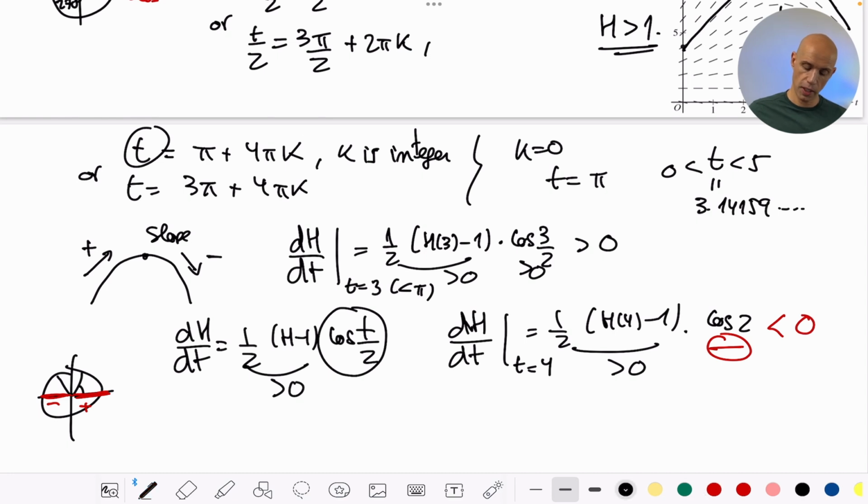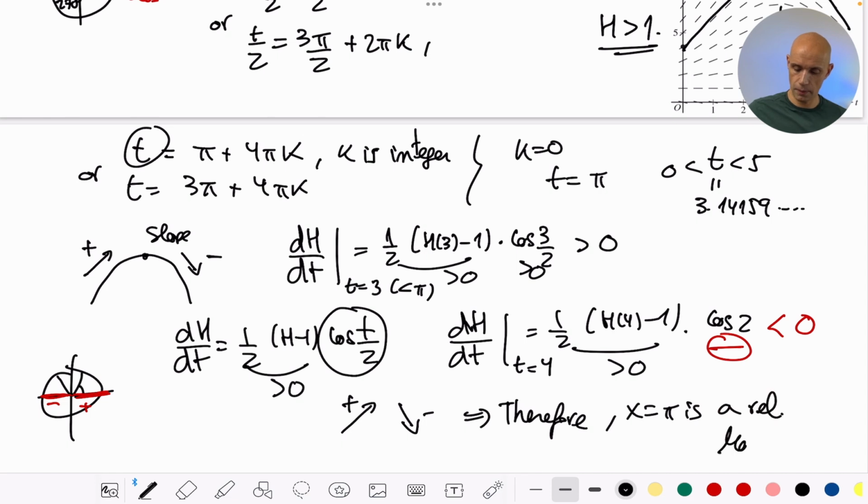So in other words, you've proven that you have something that first is positive and then is negative. So therefore, x equal to pi is a relative maximum. Okay, justified.